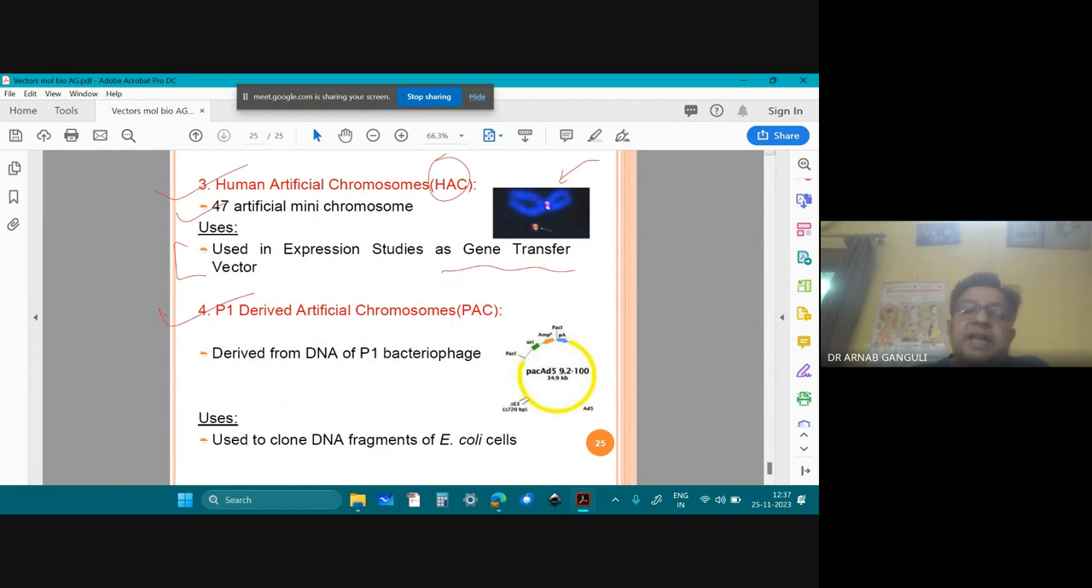And P1 derived artificial chromosomes, that is PAC. It is derived from P1 bacteriophage. So this is the end of my class.